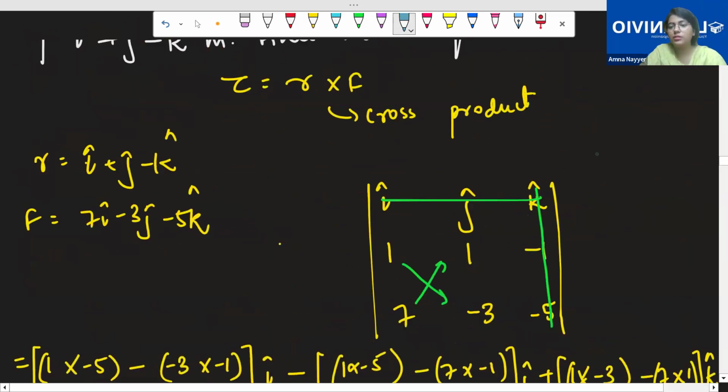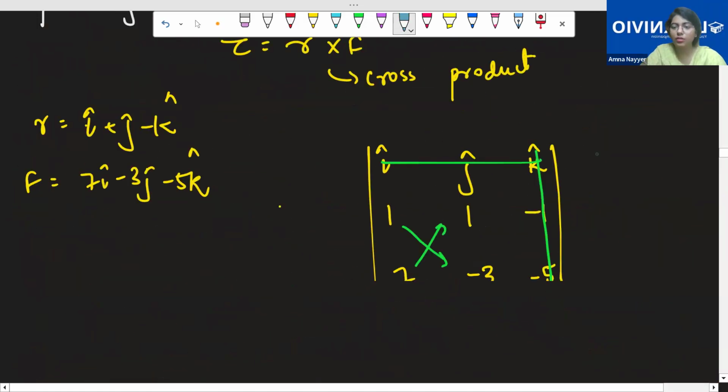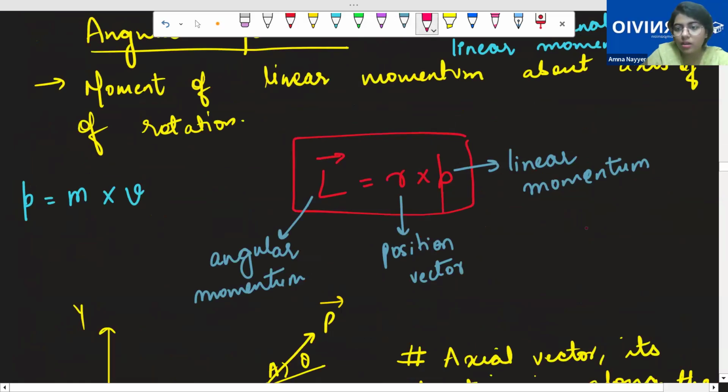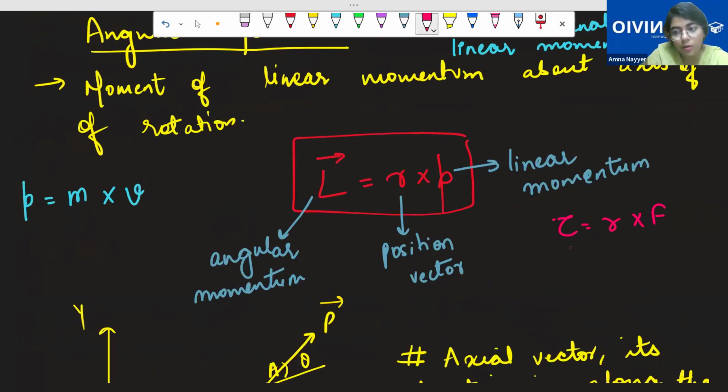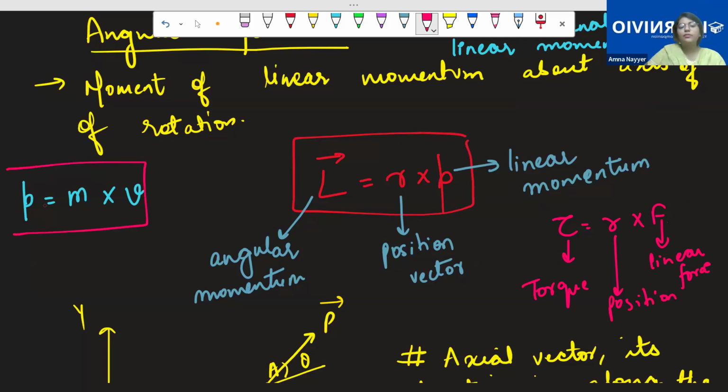If we talk about the force also, the torque. How did we write torque? We wrote torque as R cross F. Means the rotational part, torque: this was the position vector, and this was the linear force. Similarly, here also it is equal to R cross P. There is one more formula based on this, but for that we need the moment of inertia concept.